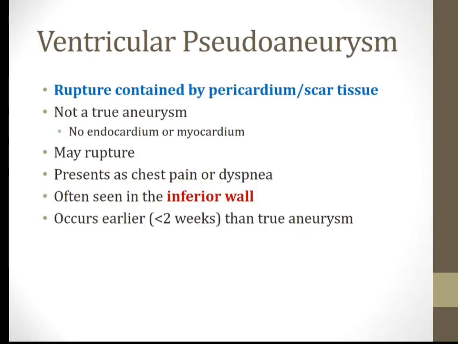To make this even more confusing at the medical student level, there is another complication of myocardial infarction called ventricular pseudoaneurysm. This is a wall rupture that is contained by a pericardium or scar tissue, and it's different from a true aneurysm like we talked about in the last slide because it's not surrounded by endocardium or myocardium. Instead, it's surrounded by something holding in the free wall rupture.